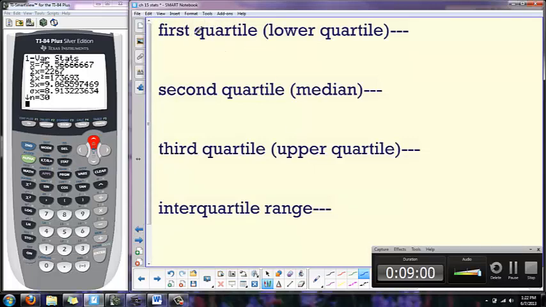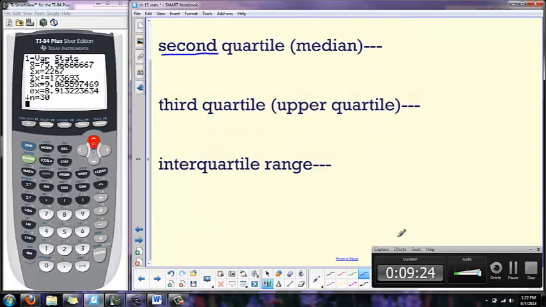Now we're going to talk about first quartile, second quartile, third quartile, and interquartile range. Well, the second quartile is also known as the median. So let me kind of explain this to you.